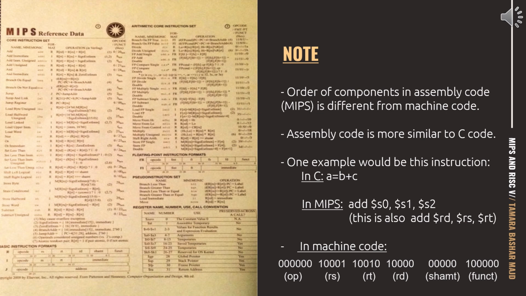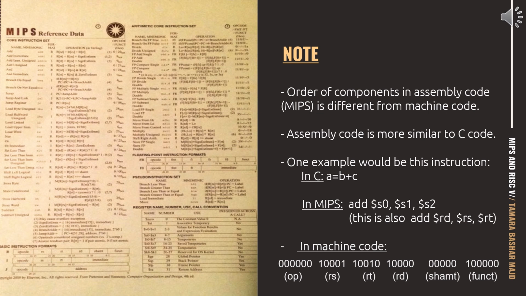In MIPS assembly code, we invoke the function add, and then we place S0, S1, and S2. S0 is our destination, just like the C code. S0 acts like A, and then we add S1 to S2. S1 would be B in the C code, and S2 would be C in the C code. After adding them, we place the result in the destination register, which is S0.